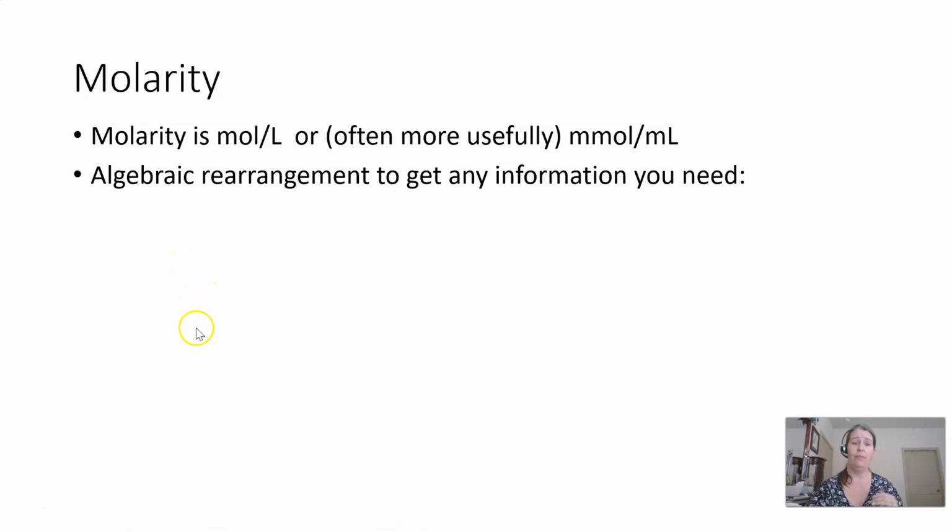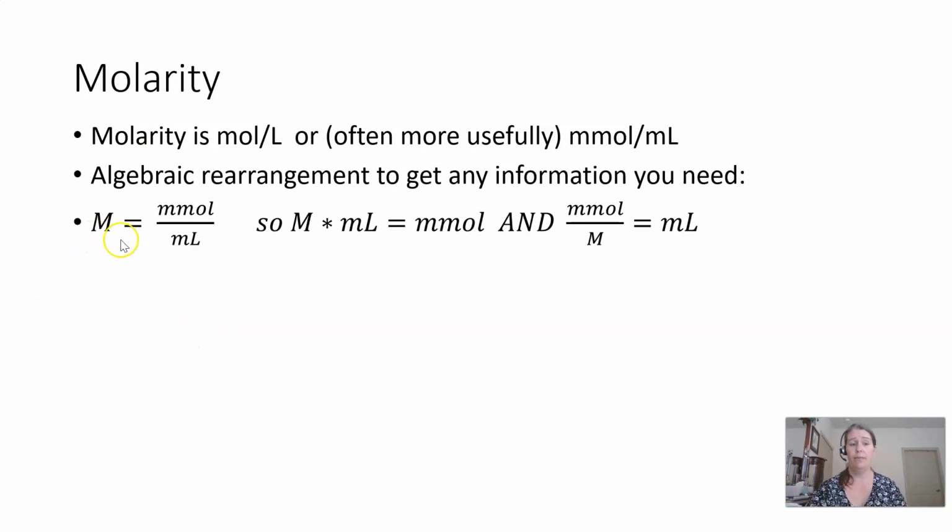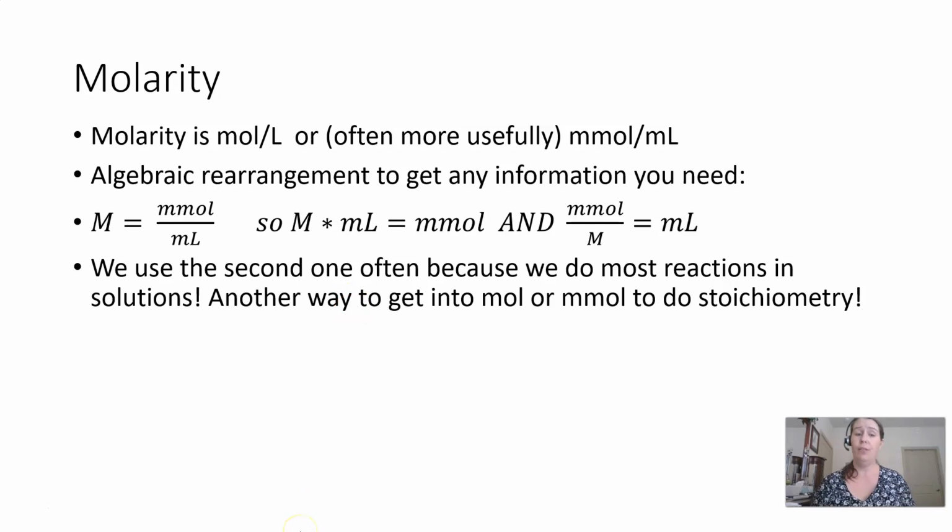Algebraically, you can rearrange that formula to get any information you need. If capital M molarity is millimoles over milliliters, and if I multiply both sides by milliliters, I'll get molarity times milliliters is millimoles, or molarity times liters is moles. And you can see from here, if I need to get the milliliters by themselves, I would end up with millimoles divided by capital M molarity would get me the milliliters that I need to get that number of millimoles with that concentration.